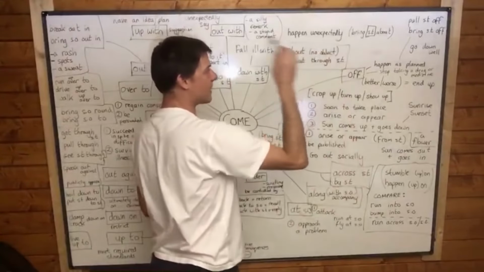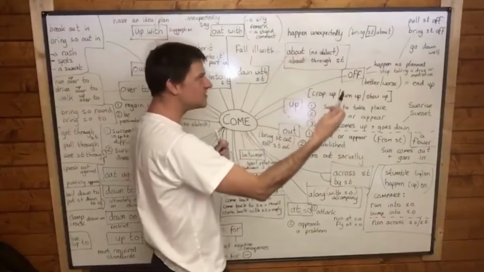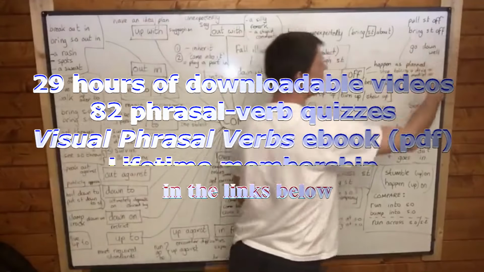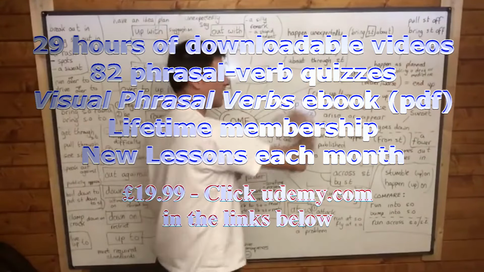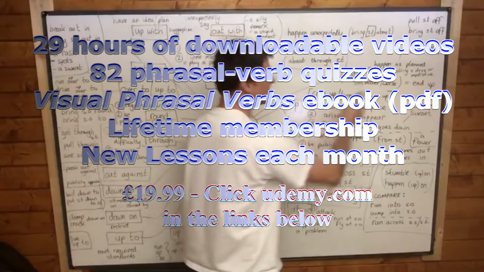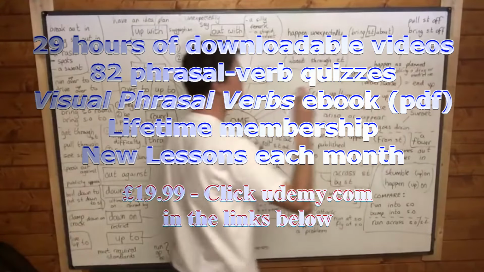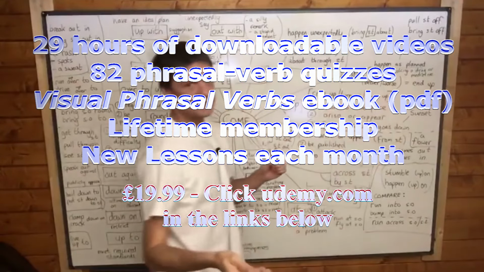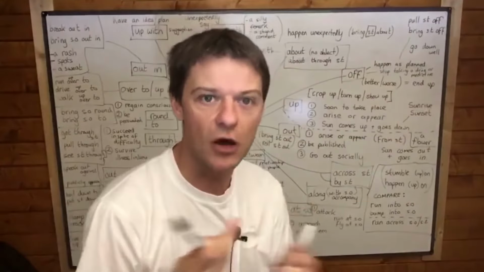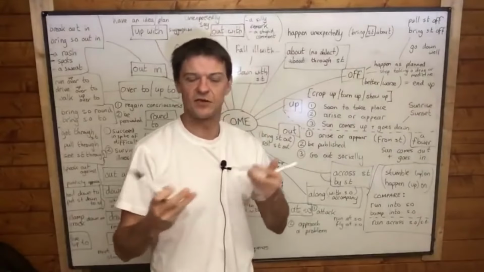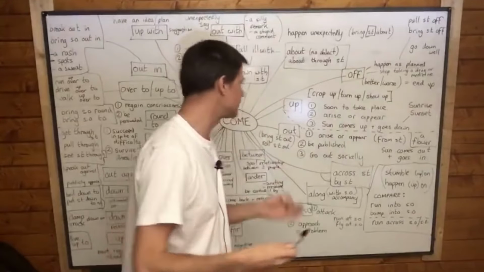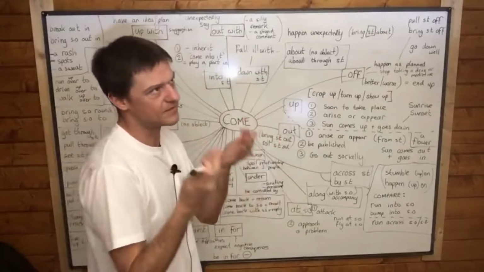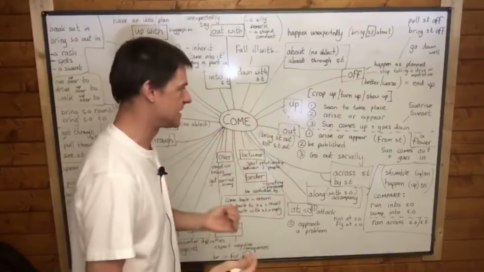So bring something about is transitive, come about is intransitive. Bring something off is transitive, come off is intransitive. But they both mean to happen as planned, okay? But you could also come off some medicine or some drugs, meaning that you no longer take that medicine or those drugs. So if you come off some kind of medicine, it means you stop taking it.